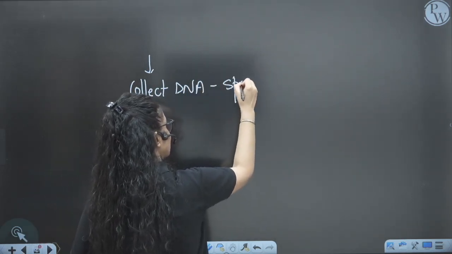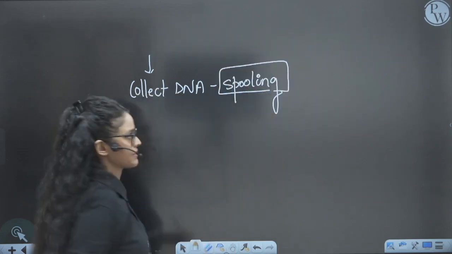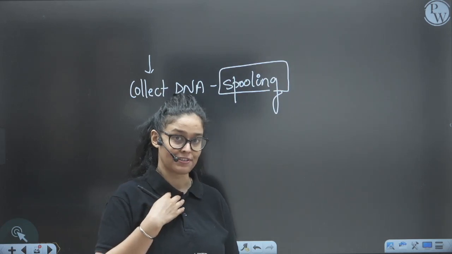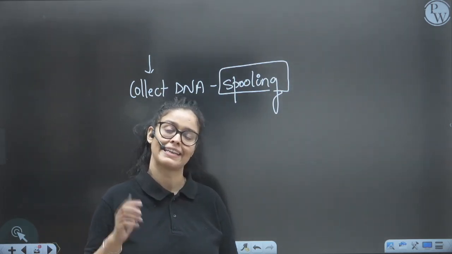So this is the NEET question. What is spooling? To collect the DNA from the cell of the organism from where we want our gene of interest. Isn't it interesting? This is the first process. So the first process of biotech is done.